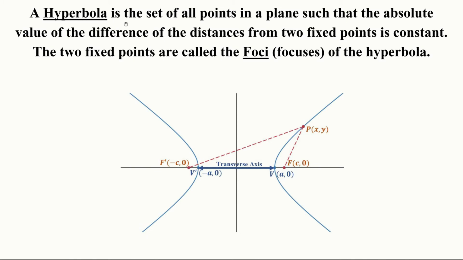Formally speaking, a hyperbola is the set of all points in a plane such that the absolute value of the difference of the distances from two fixed points is constant. The two fixed points are called the foci or focuses of the hyperbola. Whereas in the definition of an ellipse, we wanted the sum of the distances from any point on the ellipse to the two focuses to be constant, in this case, we want the absolute value of the difference between those distances to be constant.